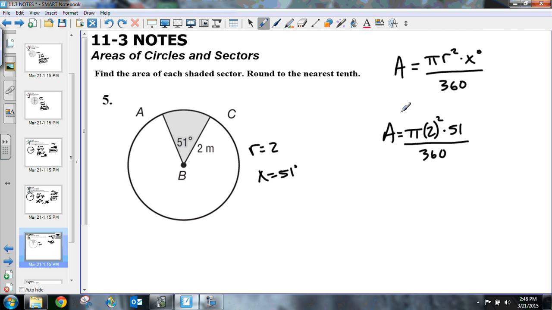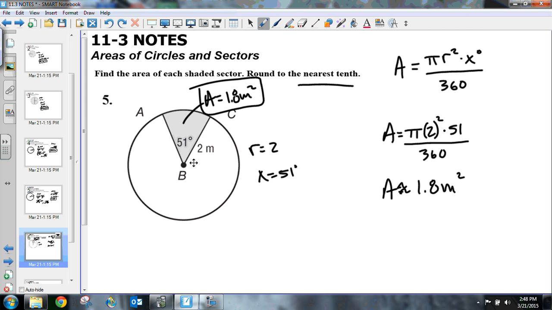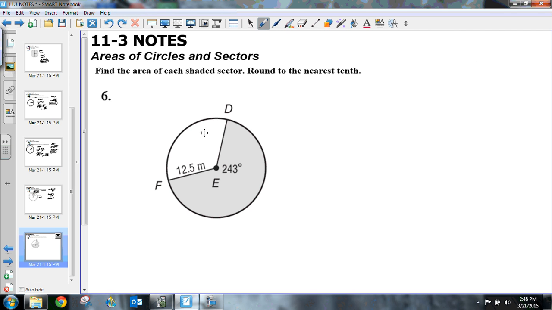And you can just plug this into your calculator. If you just plug that in, you should get a value of approximately, because we round to the nearest tenth, so that's 1 decimal place, approximately 1.8 meters squared, and that's the area of this. So that area is equal to 1.8 meters squared. All right, so that's the area of the pizza slice. Okay, let's take a look at number 6.